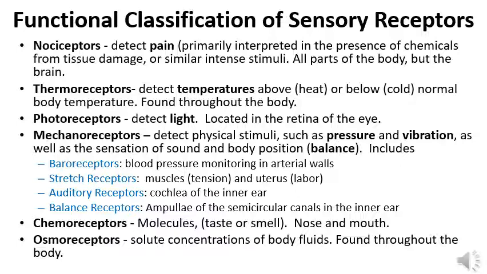Mechanoreceptors detect physical stimuli, such as pressure, vibration, or position. Then there are chemoreceptors, which are going to be those receptors that are molecule specific. They react to the presence of certain molecules, resulting in an interpretation of taste or smell. And then finally, we have osmoreceptors that measure solute concentration of bodily fluids, primarily fluid in the bloodstream. And that is sometimes referred to as osmolality.